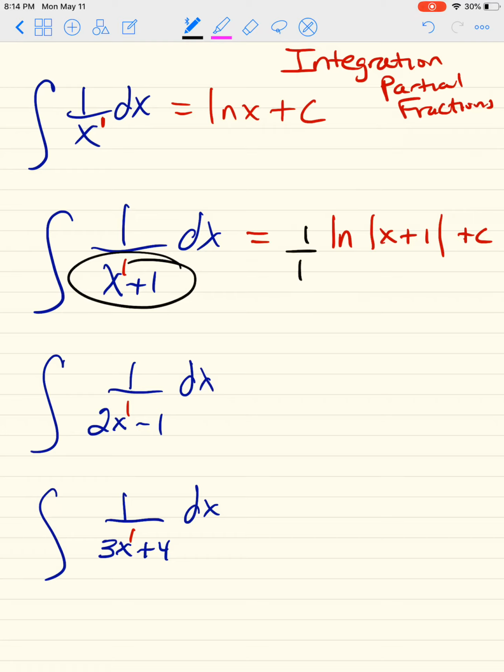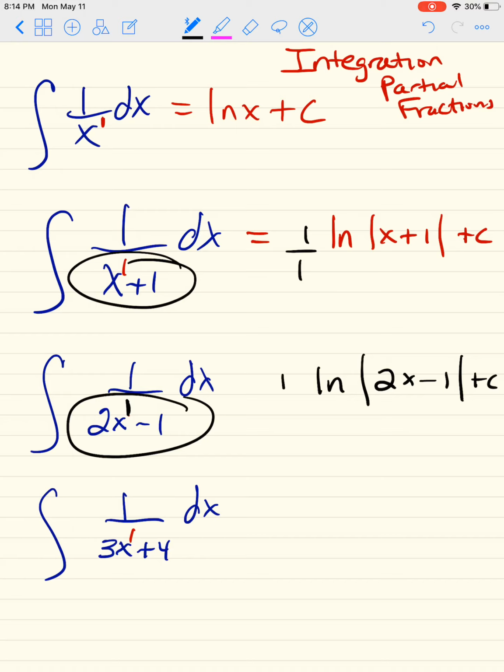Let's try it here. So this is x to the first power. That's a natural log. So that's ln of 2x minus 1 plus c. What's the derivative of 2x minus 1? 2? Great. So we're going to divide by 2. So that just means put a 1/2 there. That just saves you the u sub step.